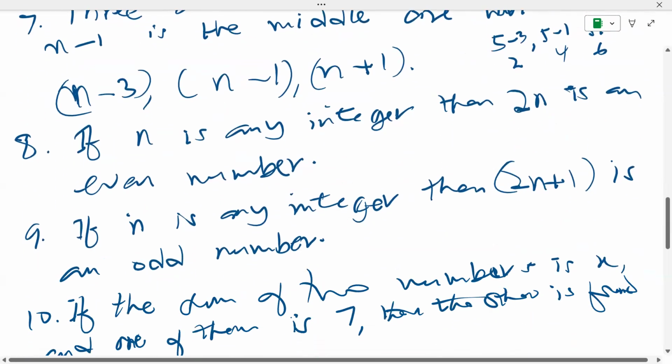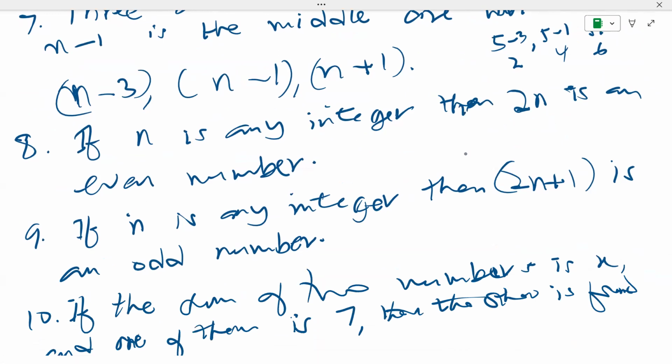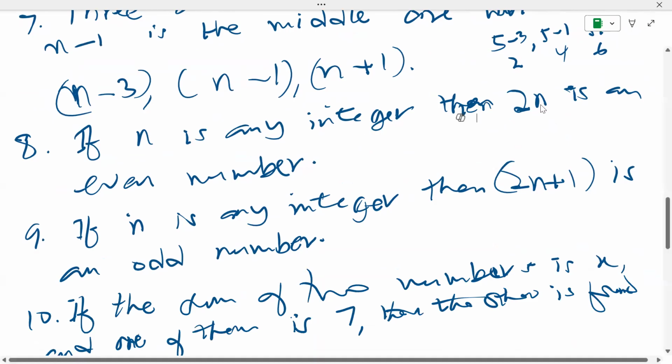8, if n is any integer, then 2n is an even number. 2n is an even number because in place of n, we can put numbers there. In case n is 1, then 2 times 1 will give us 2. If n is 2, 2 times 2 will be 4. If n is 3, 2 times 3 will be 6, and so on. That will generate even numbers for us.